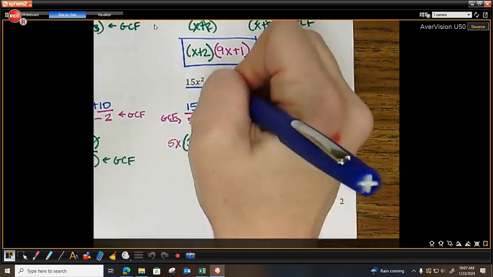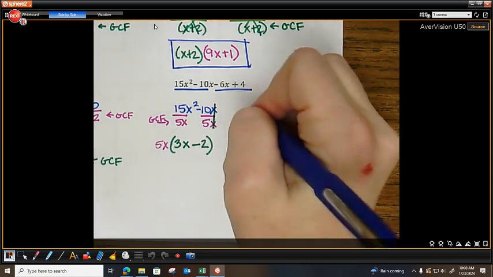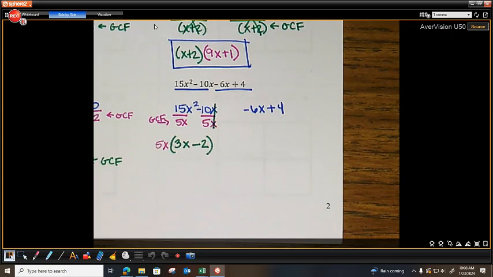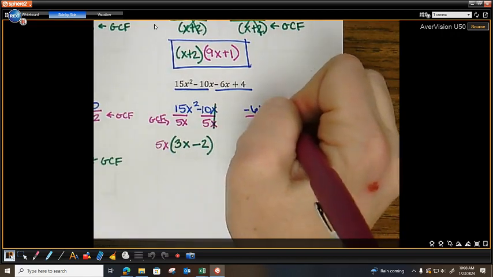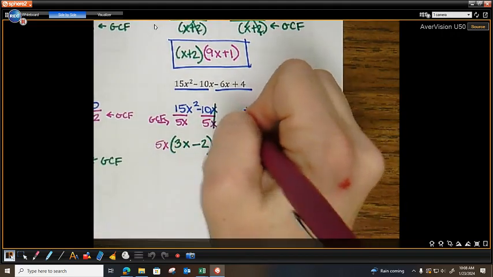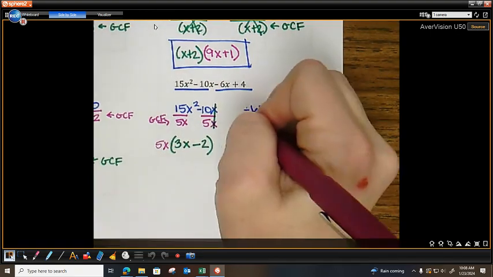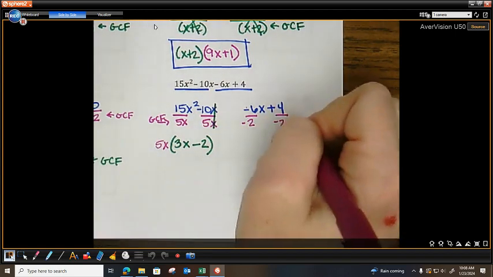When I group my last 2 terms, what terms am I grouping? Negative 6x plus 4. Be very careful. Include the negative with the 6. Okay, what's your GCF? First of all, my first term is what? Negative. So I know I have to divide out a negative. You never, ever can have that first term being negative. Okay, what are 6 and 4 both divisible by? 2. Do they both have an x? No. So negative 2 is my GCF.